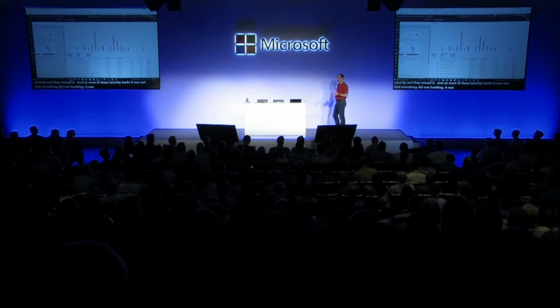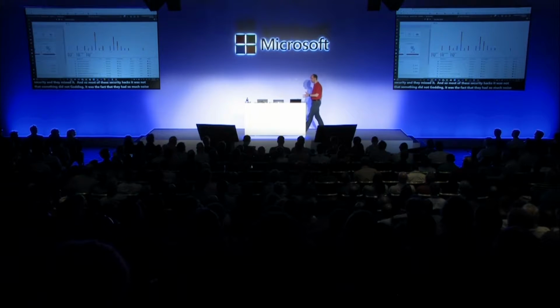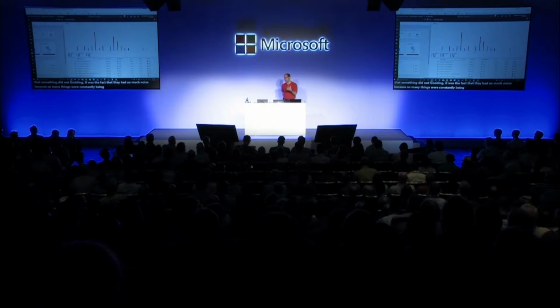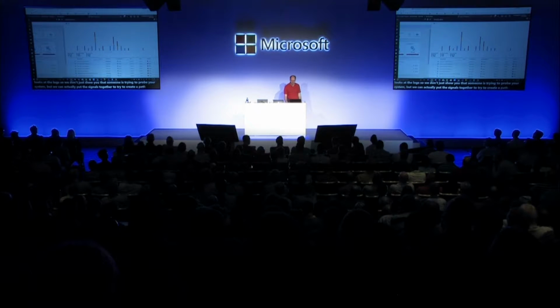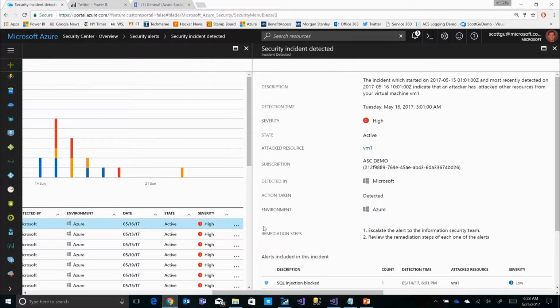And so most of these security hacks, it wasn't that something didn't go ding, it was the fact that they had so much noise because so many things were constantly being probed that they couldn't actually make sense of an attack that was happening. So one of the things we do have at the Security Center we're pretty happy with is built-in machine learning that constantly looks at the logs so that we don't just show you that someone is trying to probe your system, but we can actually put the signals together to try to create a path to indicate whether an actual breach or incident is really happening.